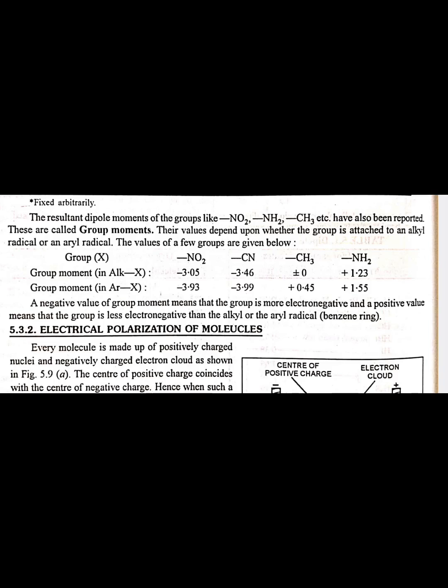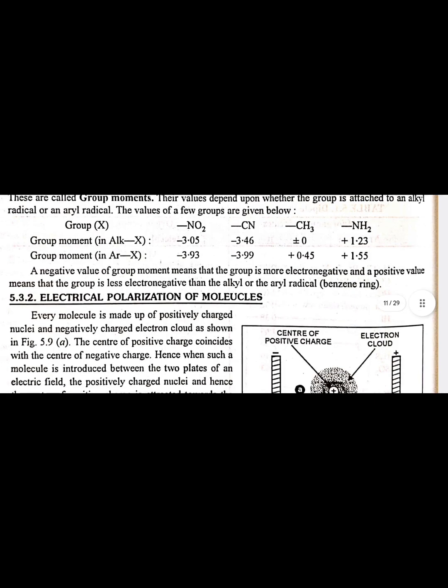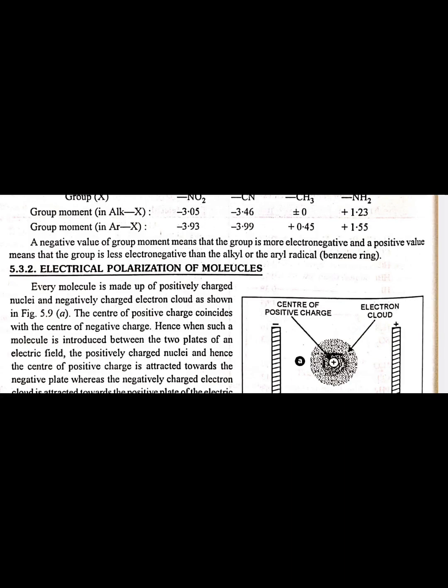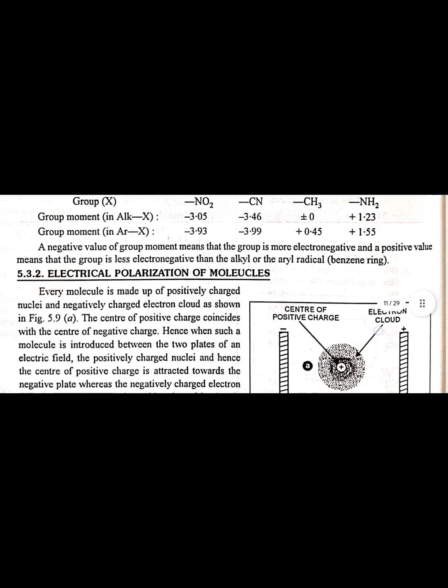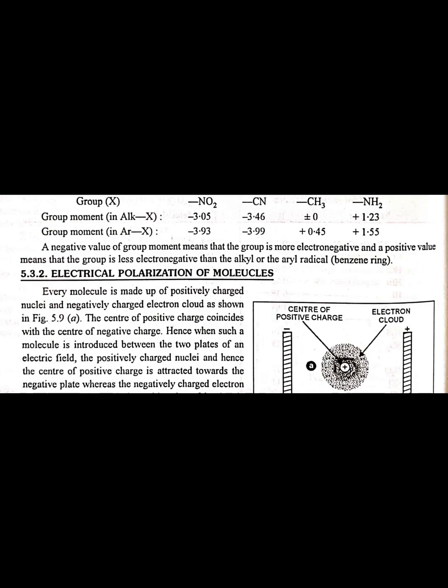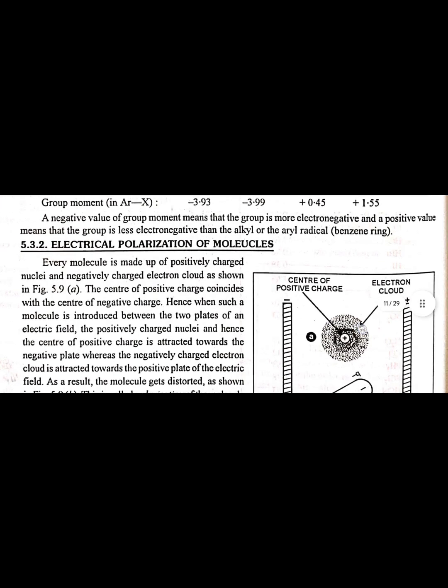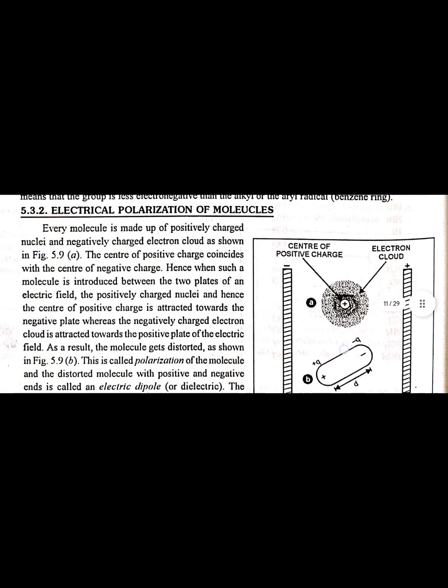The resultant dipole moments of groups like NO2, NH2, CH3, etc. have also been reported. These are called group moments. Their values depend upon whether the group is attached to an alkyl radical or an aryl radical. The values of a few groups are given below. Group X: NO2, group moment in alkyl X: 3.05. A negative value of the group moment means that the group is more electronegative, and a positive value means that the group is less electronegative than the alkyl or aryl radical, benzene ring.